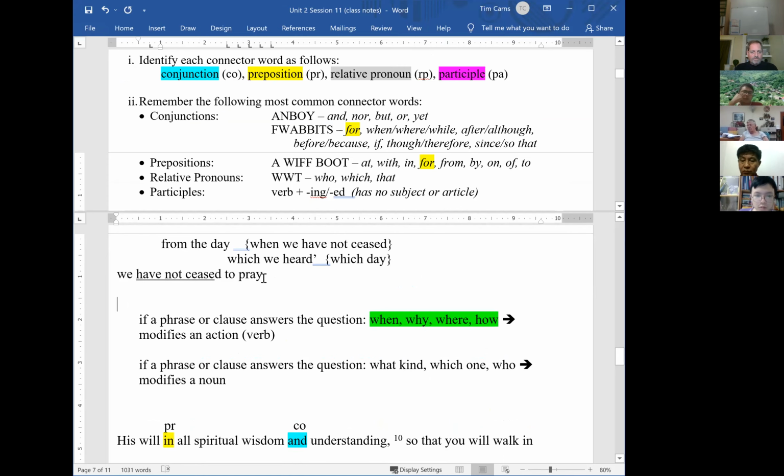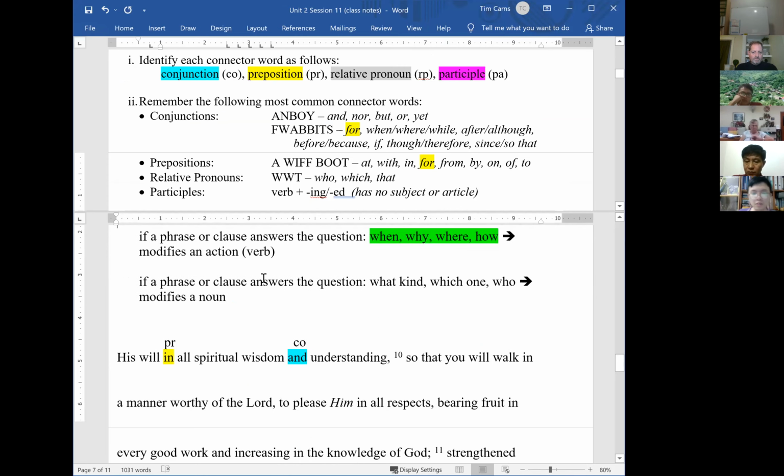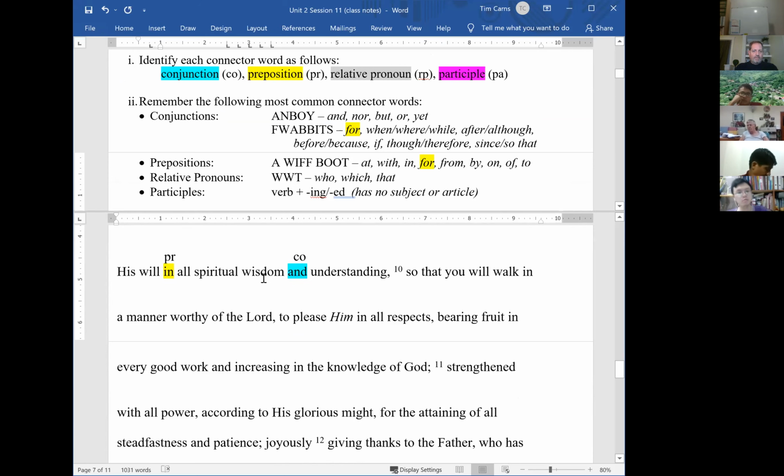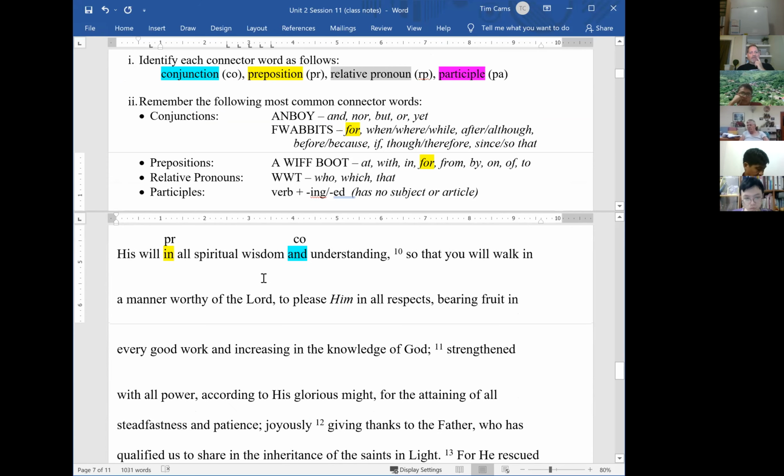I want to get through a few more verses together. Pastor Dwayne, you look like you really want to do some connector words, so I'm going to give you a chance here. If you could do verse 10 for us. Just one verse.